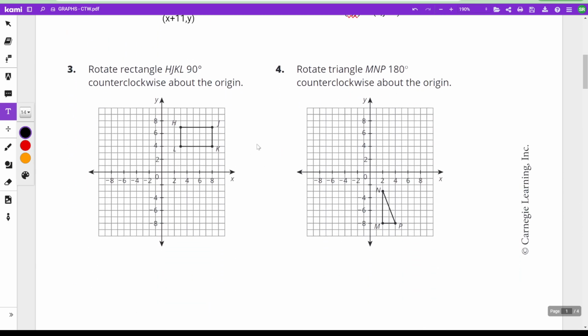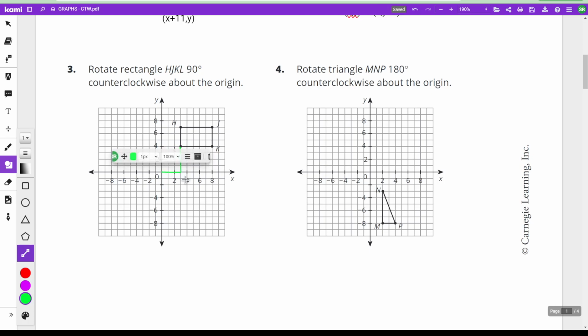Now moving on to question 3, this one asks us to rotate rectangle HJKL 90 degrees counterclockwise about the origin. So we're going 90 degrees counterclockwise, and we're going about the origin as our center of rotation. So one way of doing this is by using something called the hook method. Now the hook method is basically, let's say we want to rotate point L 90 degrees counterclockwise. We can draw something that looks like this to point L.